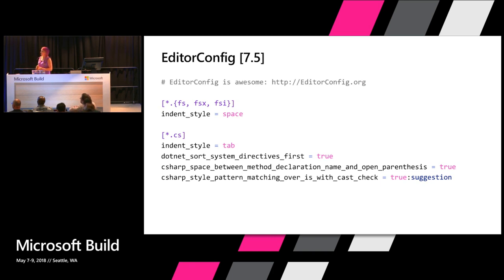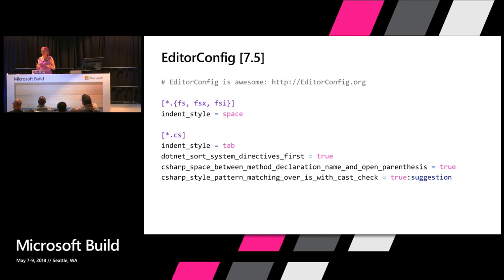This is probably my favorite new feature of this release, though. We have editor config support. The summary of editor config is it enables you to define your code style in a file in the root of your project or various subdirectories. And that means that anyone working on your project gets the same code style. So if you're working on a team or open source, it makes sure that you have consistent style, consistent formatting.